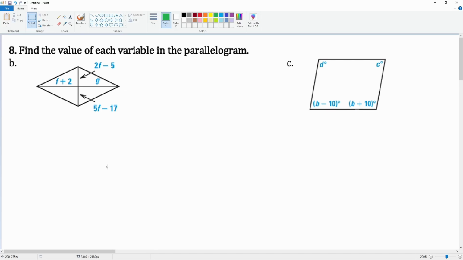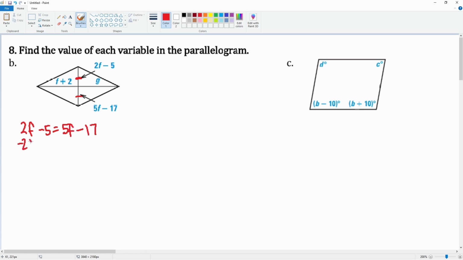Okay, for number 8, you're just going to find the measurement of each variable in this parallelogram. What do we have here? Oh, these are just diagonals. So this diagonal bisects this. So 2f minus 5 is equal to 5f minus 17.